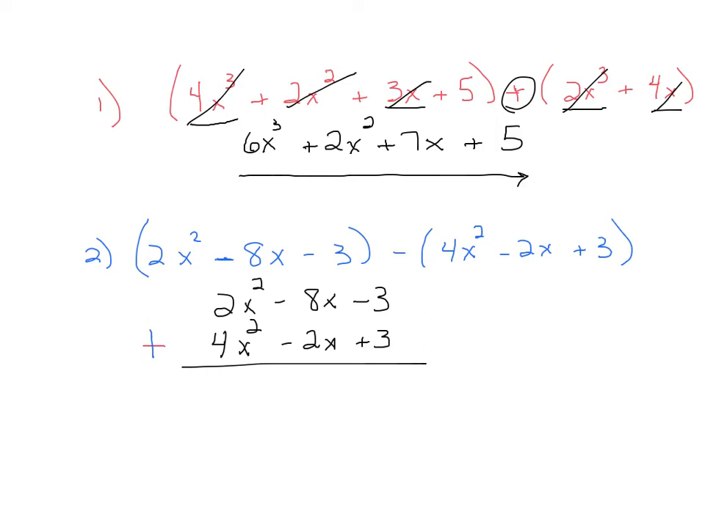Now if I change this into a plus sign, I'm going to make everything inside of it the opposite. So once I do the opposite of each of the three, now I can add them. Again, that's just a little trick to avoid subtracting altogether. 2x squared plus a negative 4x squared is negative 2x squared. Negative 8x plus a positive 2x is negative 6x. And negative 3 plus a negative 3 is negative 6.